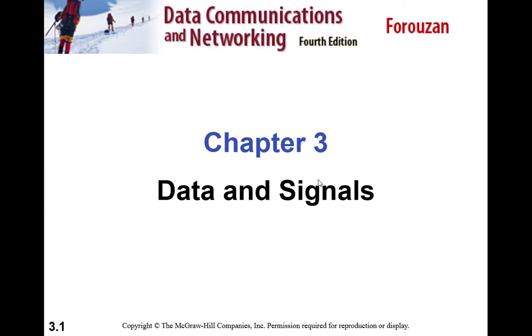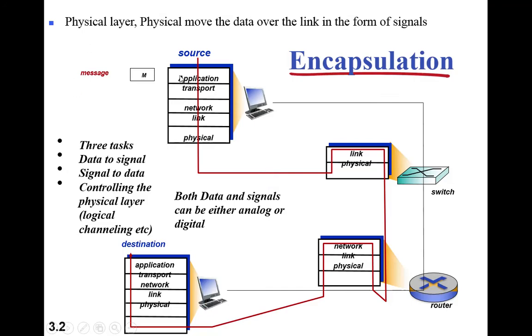Okay, we are going to start to discuss the physical layer from the Data Communication and Networking book, 4th edition. It's chapter number 3, data and signals. As we have discussed, in the TCP/IP protocol suite there are 5 layers: application layer, transport layer, network layer, link layer, and physical layer. Till now, we have discussed the application layer, transport layer, network layer, and link layer. And now we are going to discuss the physical layer.